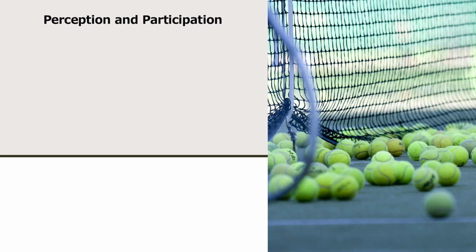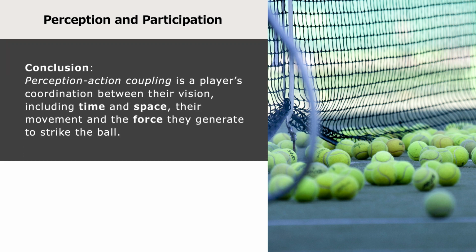In doing that, and that's the idea of the play, practice, play approach, we're trying to develop this perception through participation. The concept you've seen in other videos in our playlist talk about in motor learning, perception-action coupling. And it's the ability of the players to coordinate their vision, and that includes their anticipation of time and space of the ball coming, their movement and the force that they can generate when they strike the ball, and how they combine those things becomes a critical aspect of their play.